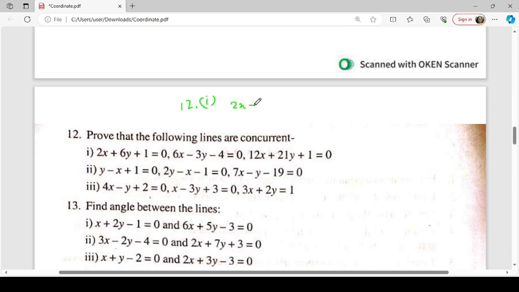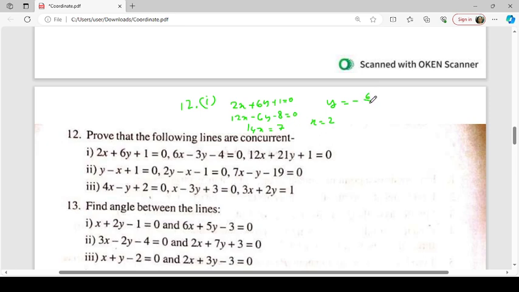the first one is twice x plus 6y plus 1 equal to 0. Then we multiply the second equation by 2. It is 12x minus 6y minus 8 equal to 0. Then add them. This will go. Then what we have is 14x equal to 7, and x equal to 2. So if x equal to 2 here, then it is 2 into 2, 4. 4 plus 1 is 5. Then x is equal to 2 means y is equal to minus 6 by 5.